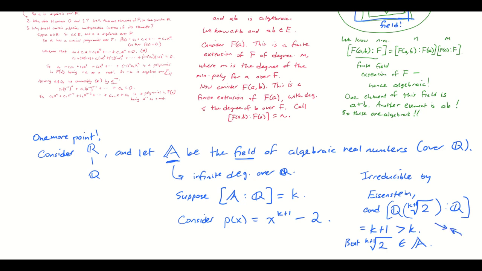We can't have a subfield of higher degree than the field that we're coming from. So that shows that the field of algebraic real numbers is an infinite extension, but it's totally algebraic. It's the field of algebraic numbers. Everything in there is algebraic. So, moral of the story, every finite field extension is algebraic, but not the other way around. Not every algebraic extension is finite.